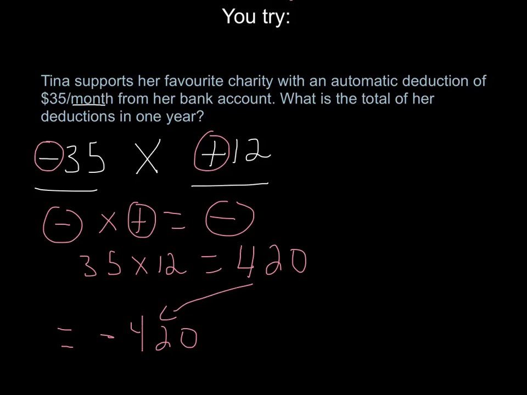And that's it. The biggest thing about this question is to make sure you understand the idea that a deduction is negative. So she's losing that $35 and the 12 is positive because we're not losing anything from that. We're actually counting up and it's going positive. And that's the idea there.